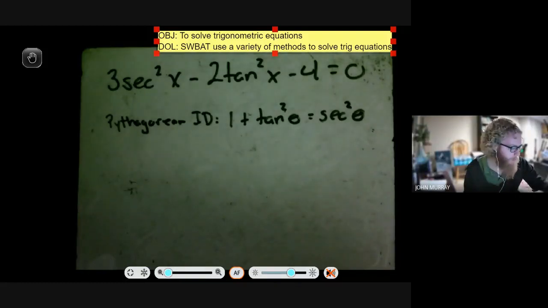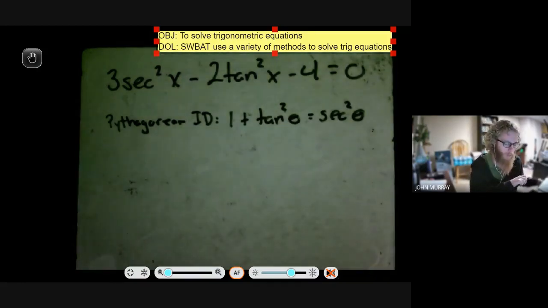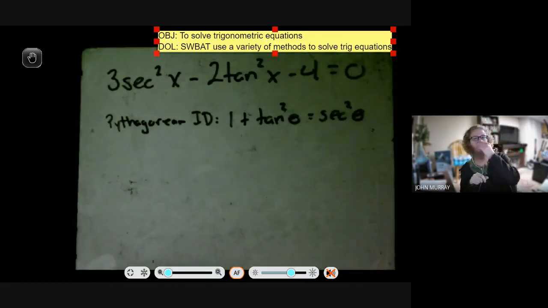All right, so today we're going to take a look at a few more examples with solving trig equations, just to get you, like I said yesterday, a feel of the different ways that you can go about it. But first, let's take a look at the homework.